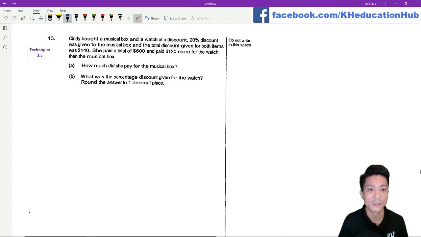Question 13. Cindy bought a musical box and a watch at a discount. 20% discount was given to the musical box, and the total discount given for both items was $140. She paid a total of $600 and paid $120 more for the watch than the musical box. Part A, how much did she pay for the musical box? Let us draw a model first.